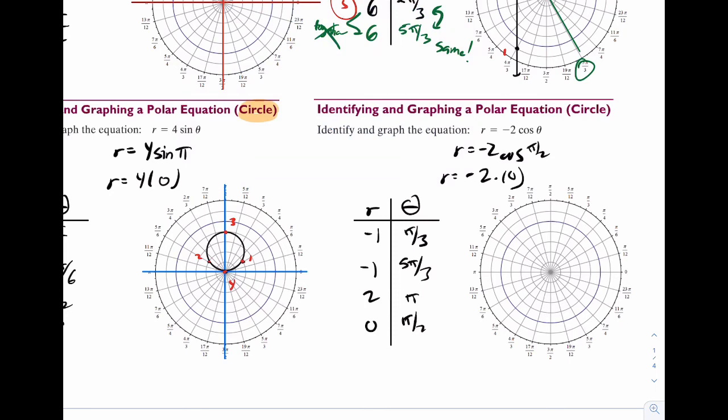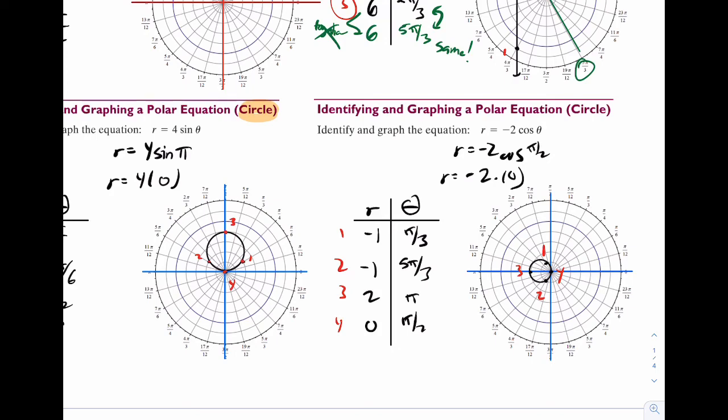And again, for reference, I'm going to draw in the y-axis and the x-axis here. For circles, I do find it very helpful to do this, because now when I put the point pi over 3, -1, that's right here. 5 pi over 3, -1, that's right here. 2 pi, 0, pi over 2. Now there's our circle right there. 1, 2, 3, 4. So there's our 1, there's our 2, 3, 4, there's our 4 points.